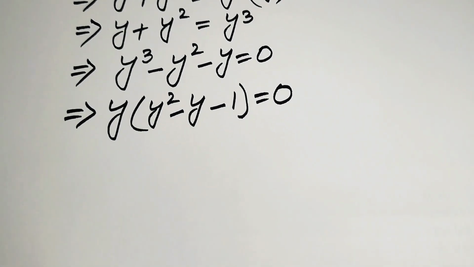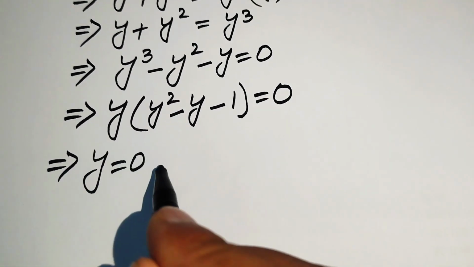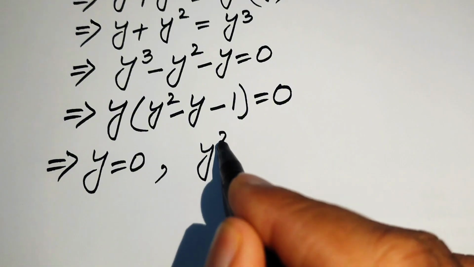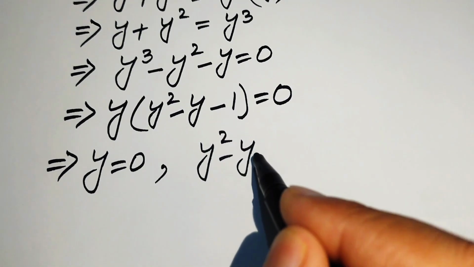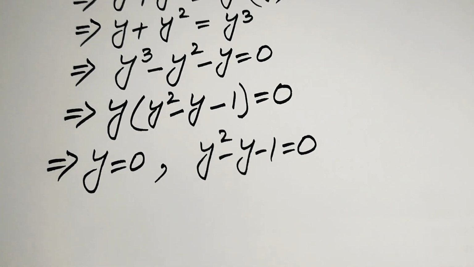So now here we have two cases. The first case is we take y equals to 0, and the second case is we take y square minus y minus 1 equals to 0. So here we have these two cases, and now we focus on these two cases and find the value of m.